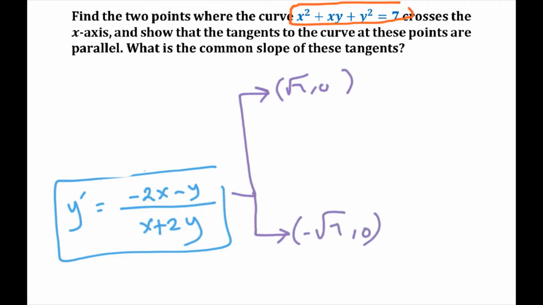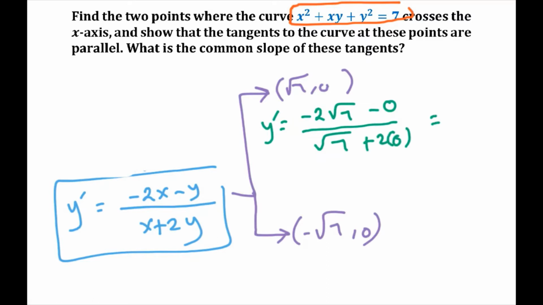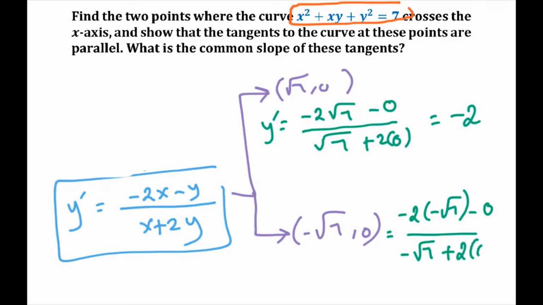So y prime equal negative 2 square root of 7 minus 0 over square root of 7 plus 2 times 0, which is equal negative 2. Now here it's going to be negative 2 times negative square root of 7 minus 0 over negative square root of 7 plus 2 times 0, and that's again going to end up also negative 2.